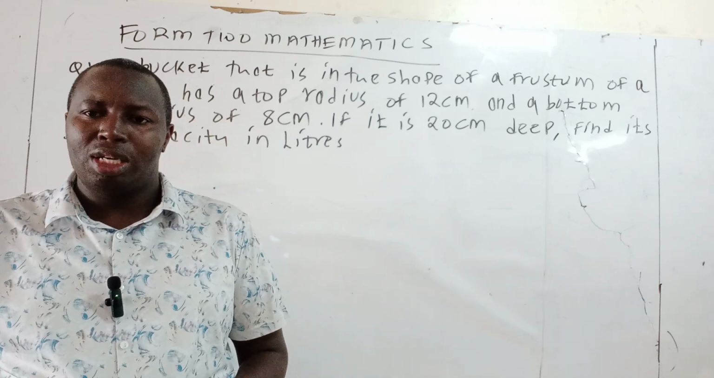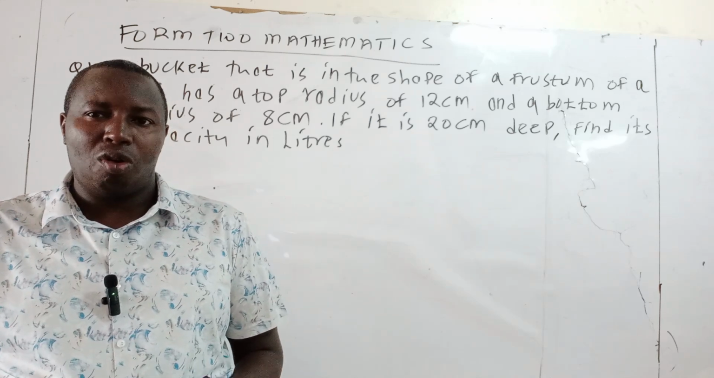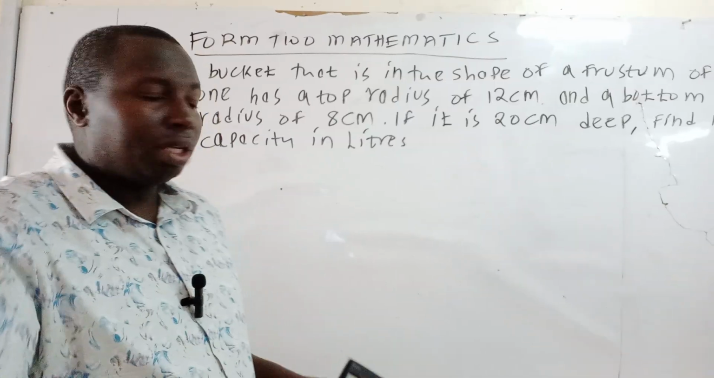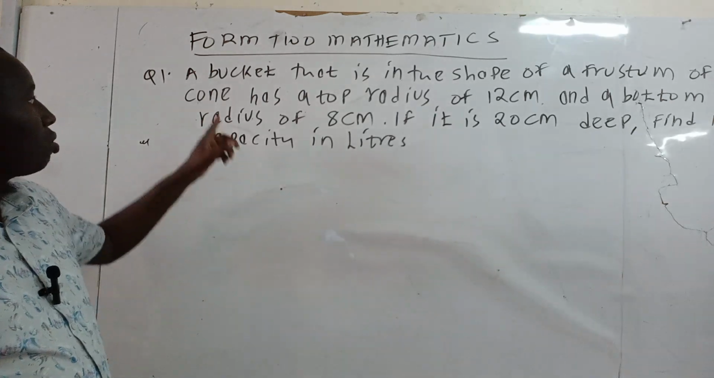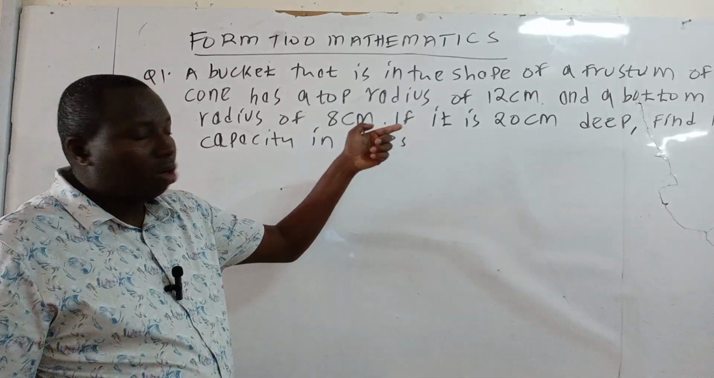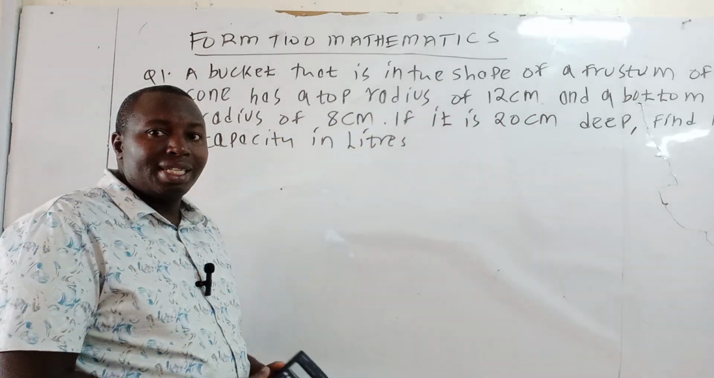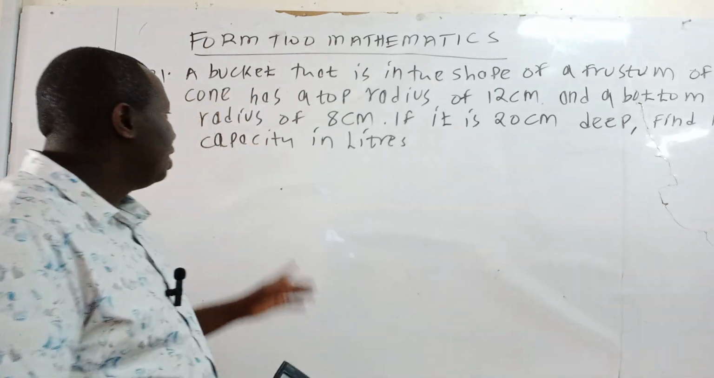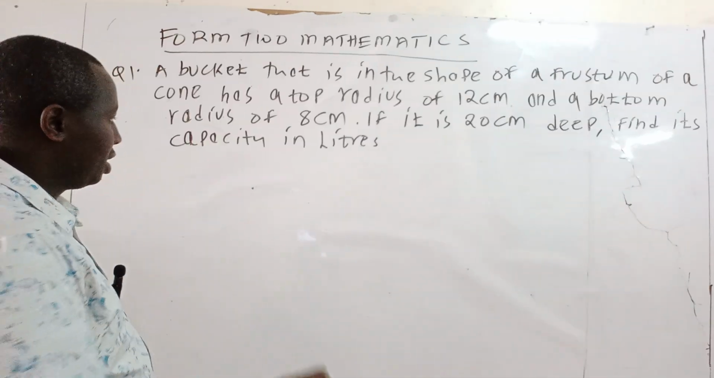Under Form 2 mathematics, on the part of volume of solids, that is the volume of a frustum of a cone. The question is here on the board, and it reads like this: a bucket that is in the shape of a frustum of a cone has a top radius of 12 centimeters and a bottom radius of 8 centimeters. If it's 20 centimeters deep, find its capacity in liters.